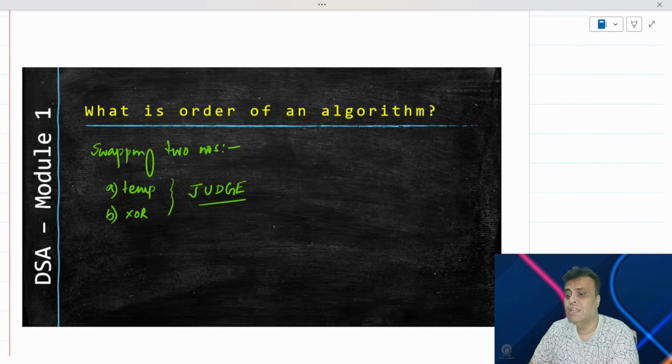By understanding the time taken by these two algorithms for swapping two numbers, we can make out which algorithm is better in terms of execution time, or which algorithm is better in terms of taking less space as far as memory is concerned.